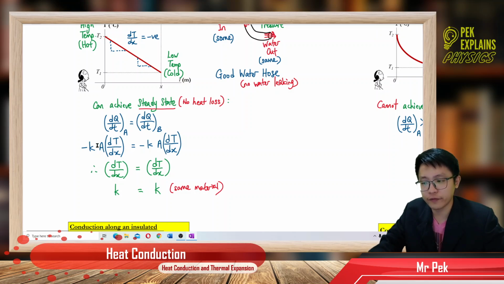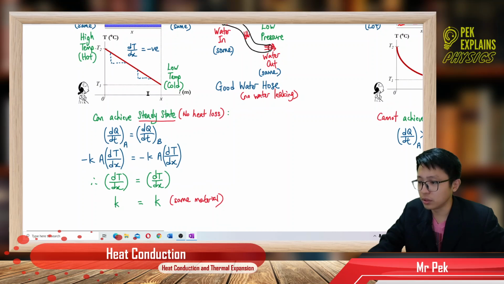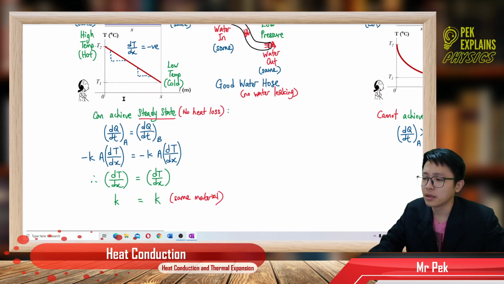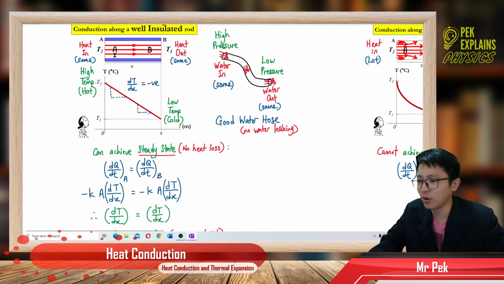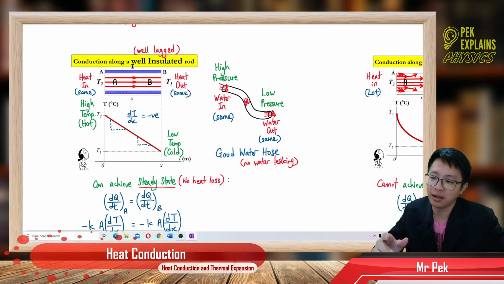So I put in the equation, negative K A dT over dx, for both. From the graph we can see the gradient is the same. When dT over dx is the same and the area is the same, K is also the same. That means the whole rod is only one type of material.